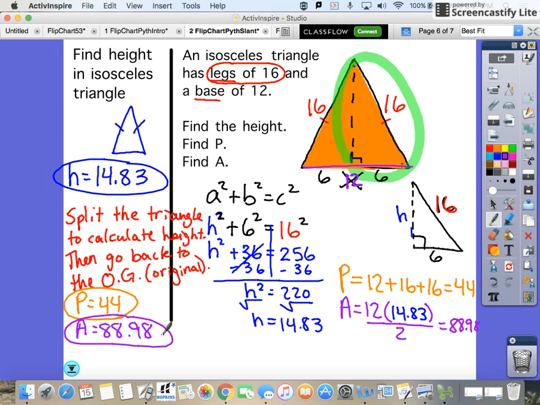And then make sure, if you're putting units, or I guess on the quizzes, make sure you have units. So area will always be squared, everything else will just be the regular unit.